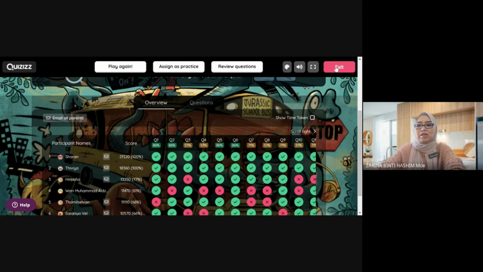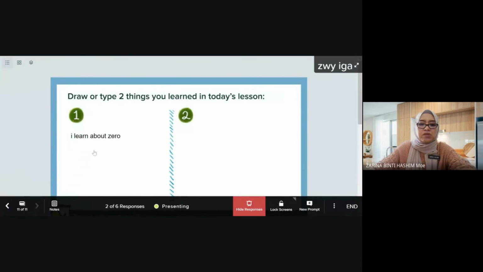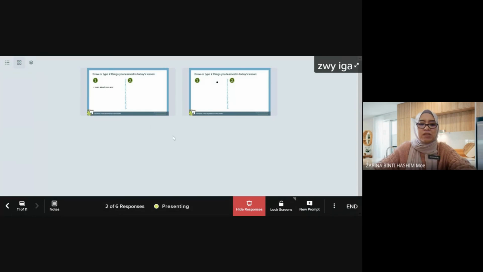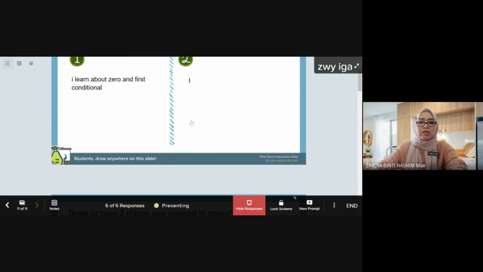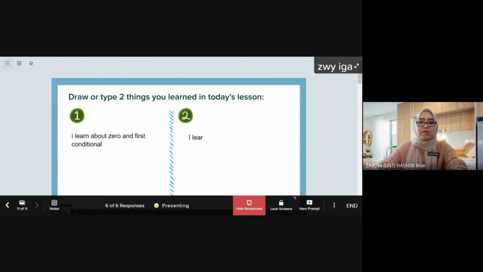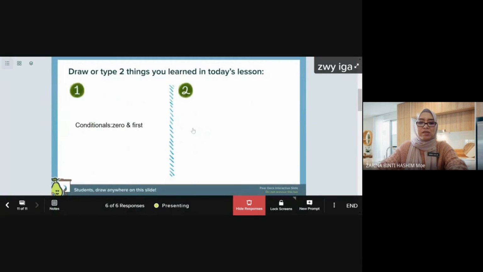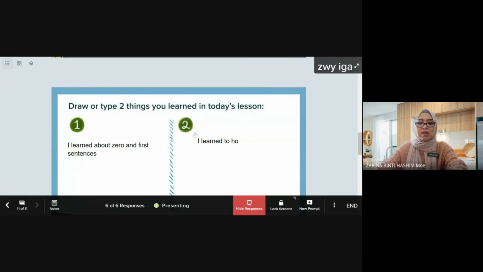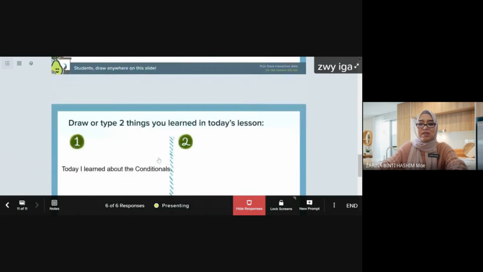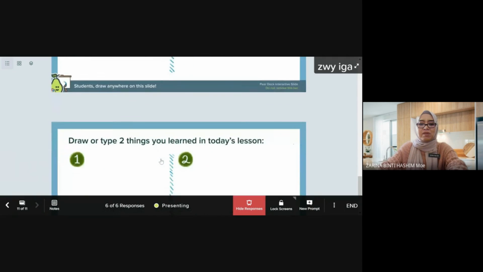Okay, that is good. You can draw or you can also type. Okay, doesn't matter what you have learned in today's lesson. Okay, this one, I learned about zero and first conditional. Yes, conditional, zero and first. I learned about first and zero conditional. I learned about how to use conditional in sentences correctly. Okay, I learned about zero and first conditional sentences. Okay, today I learned about the conditional.